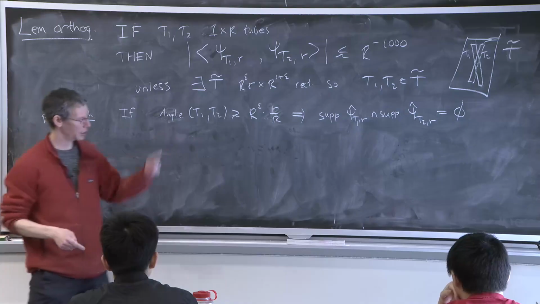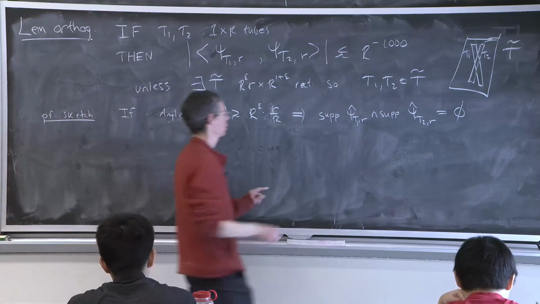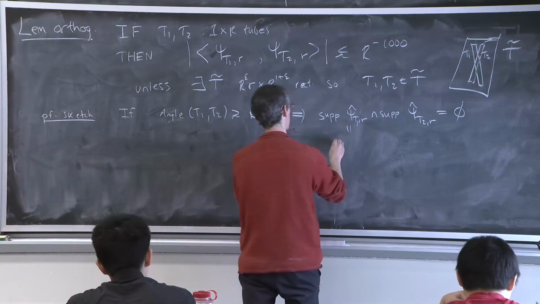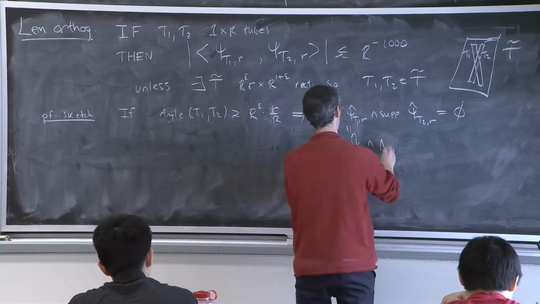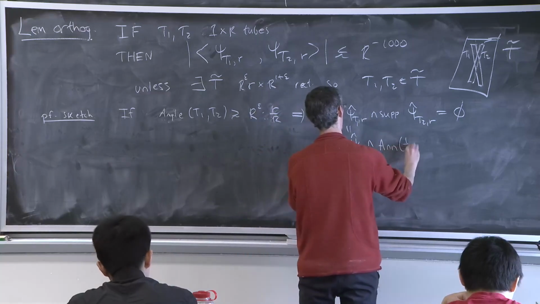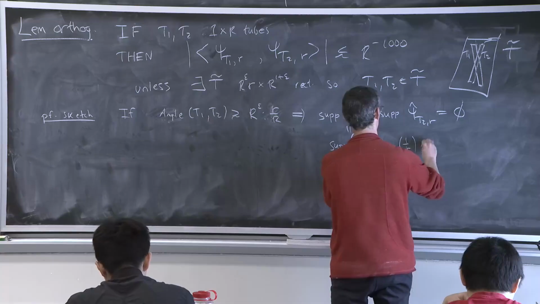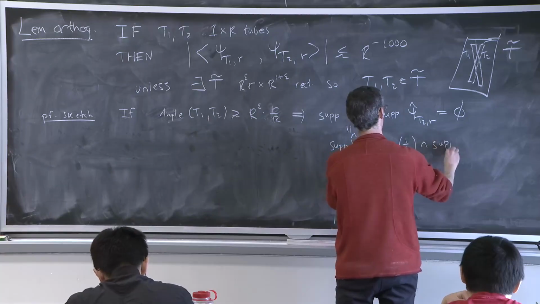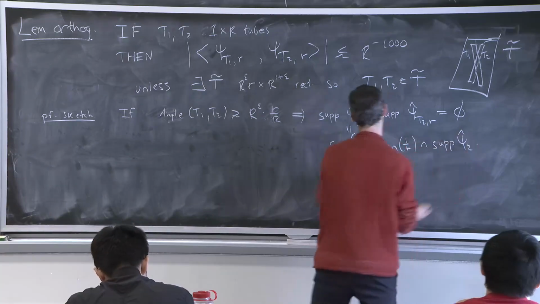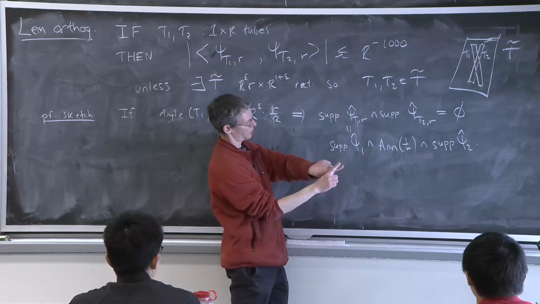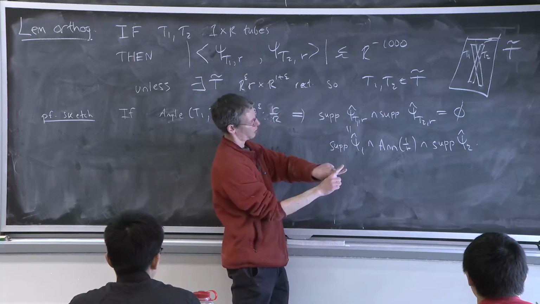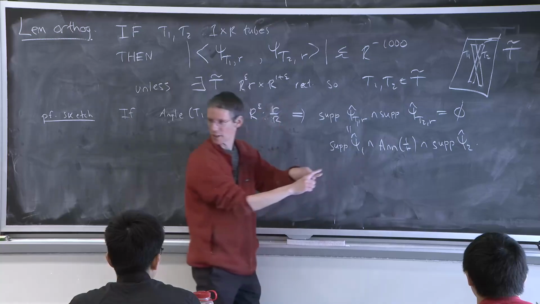So this is the support of CT1 hat intersected with the annulus of size 1 over r, intersected with the support of CT2 hat. And these are two rectangles that are transverse to each other. And so, well, you can check the intersection is empty.